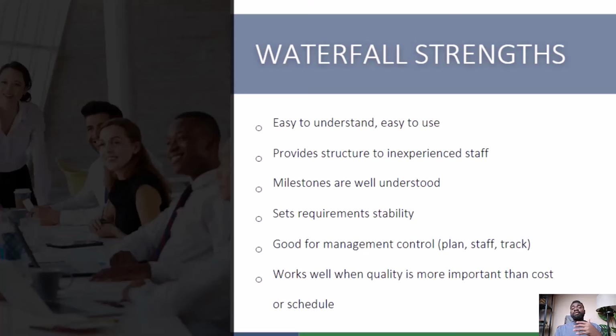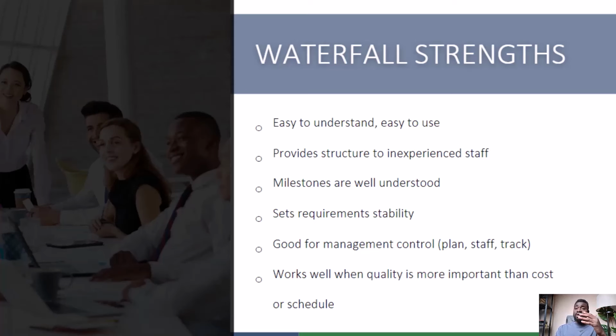And then also another strength will be quality assurance. Rigorous testing is a fundamental part of the waterfall model. This helps ensure that the final product meets the specific requirements and is of high quality. Also appropriate for safety critical systems. In domains where safety is paramount, such as aerospace and medical devices, the waterfall model emphasizes thorough planning and testing and is advantageous in these domains.